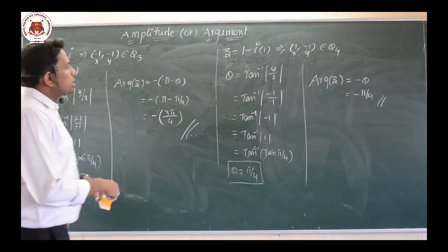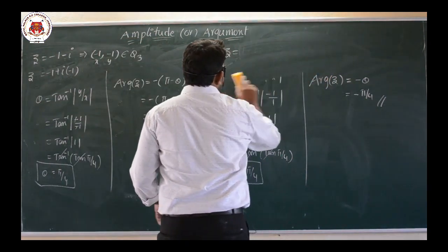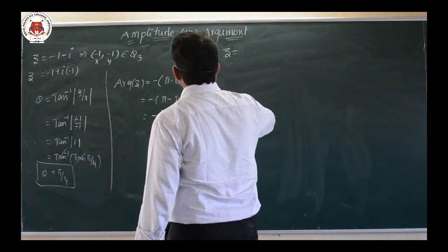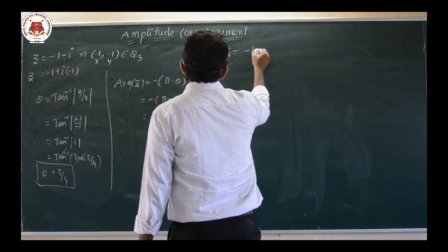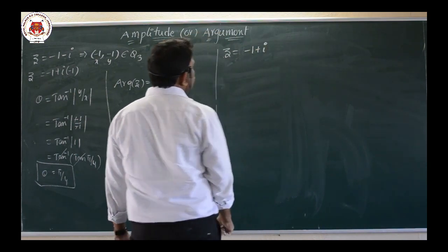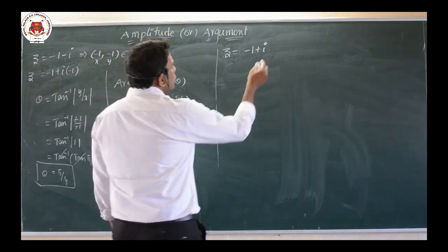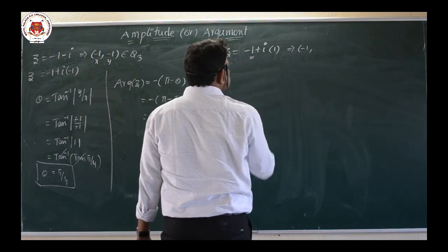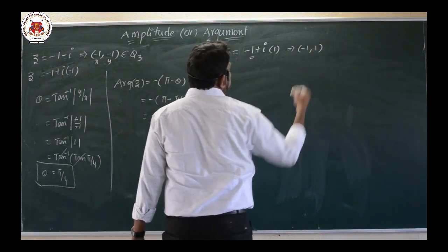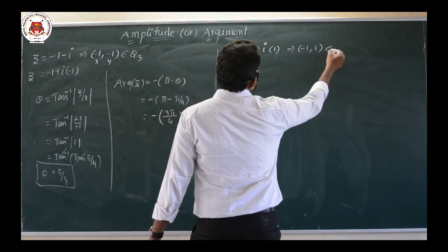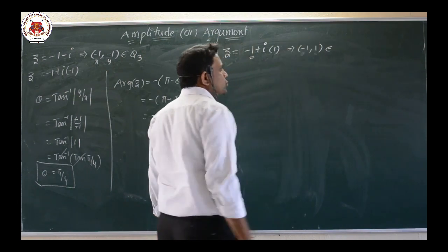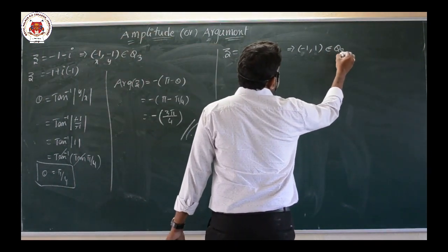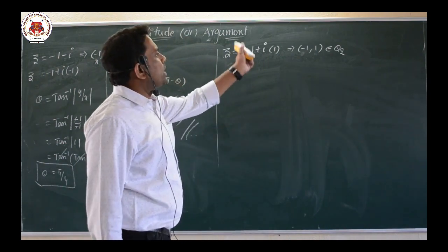Okay, students, then we will take one more example. The example is z equal to the complex number minus 1 plus i. Here nothing is there, it is 1 into i. Converting into point form, minus 1 is the x, the real part, and the imaginary part is plus 1. Students, x negative and y positive is only in the second quadrant.